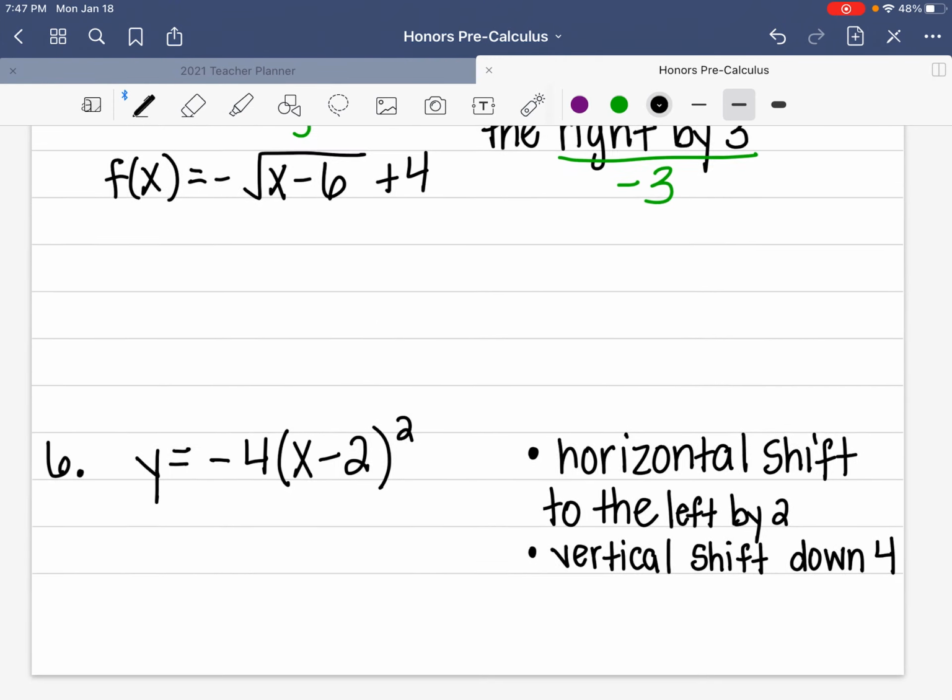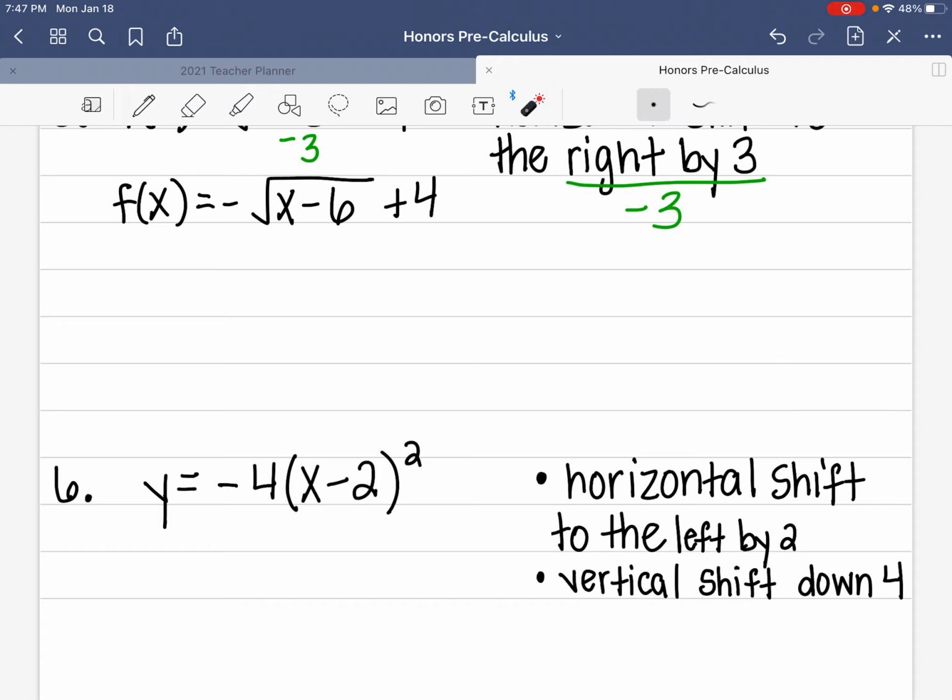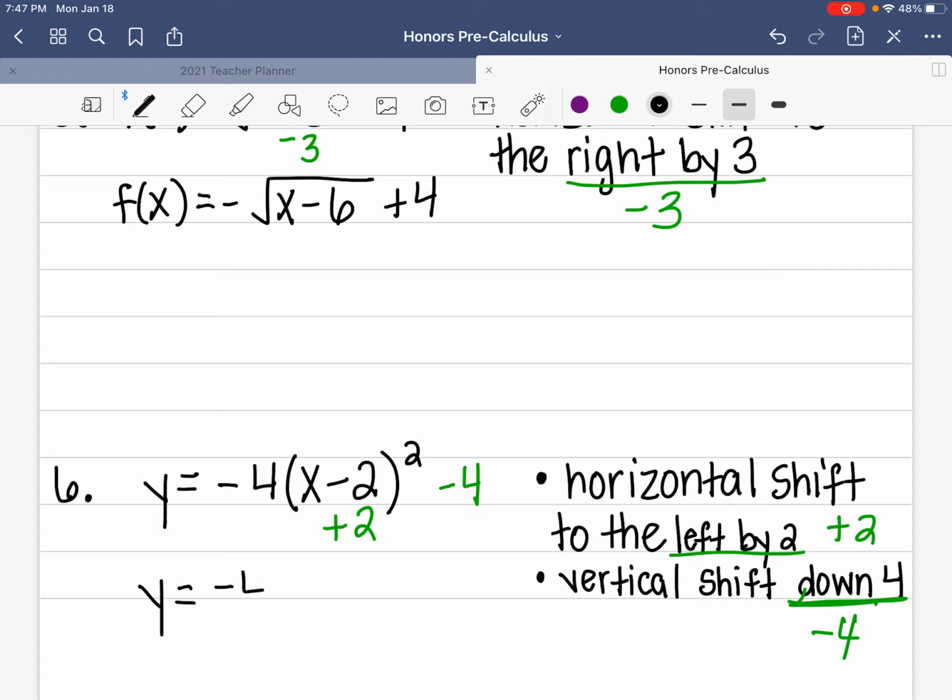All right, so looking at this one. I'm already going to the right 2, I have a reflection over the x, and I have a vertical stretch by 4. Now what they want us to transform it to is to go to the left by 2. So left by 2 means we're going to add 2. And then a vertical shift of down 4. So down 4 means I'm going to do minus 4. So we're going to add on minus 4 over here. So when we transform this, it's going to be minus negative 4.